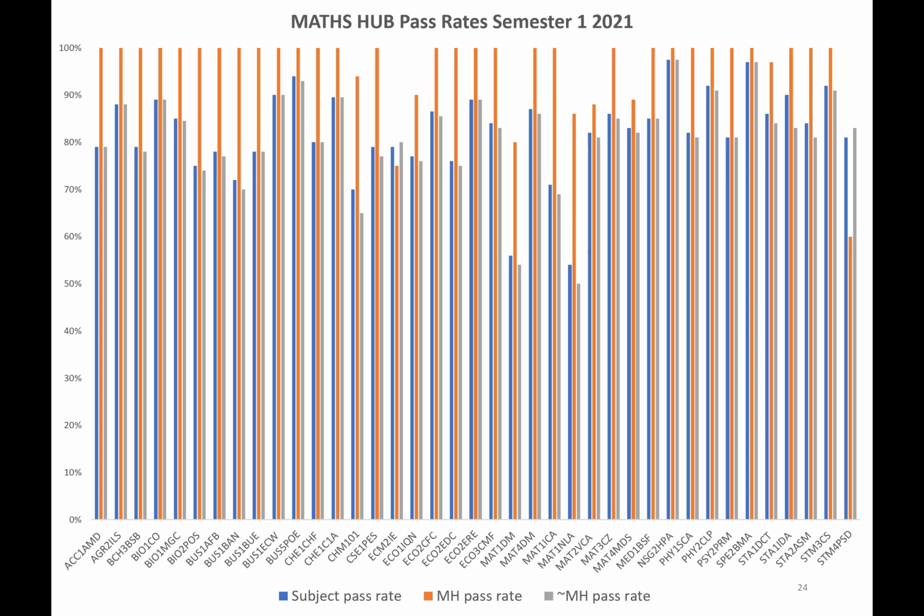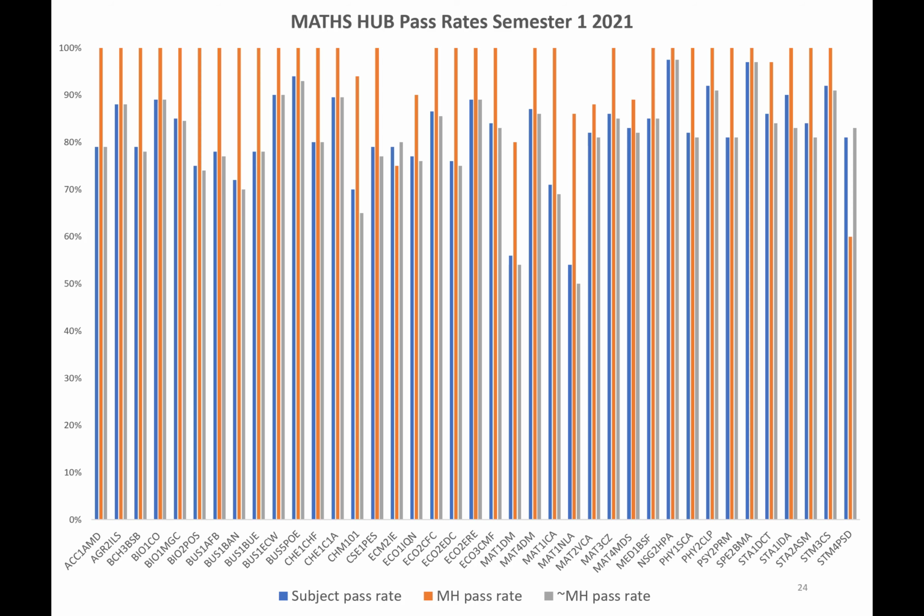Of the 39 subjects whose students visited the Maths Hub in Semester 1 2021, 95% of those subjects showed an equal or higher pass rate for the group of students who visited the Maths Hub in comparison with the group of students who did not. The Maths Hub pass rates are in orange here, subject pass rates in blue, and the not Maths Hub pass rates in grey.